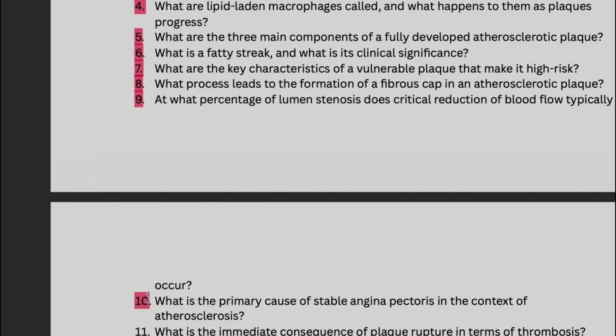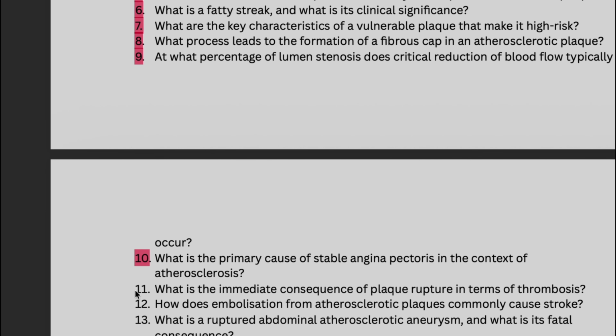And the answer is stable angina is caused by a fixed atherosclerotic plaque that narrows the coronary artery, producing reversible myocardial ischemia during increased oxygen demand, such as exercise. Now let's look at question 11. Question 11, what is the immediate consequence of plaque rupture in terms of thrombosis? And the answer is plaque rupture exposes thrombogenic material leading to platelet aggregation and thrombosis formation.